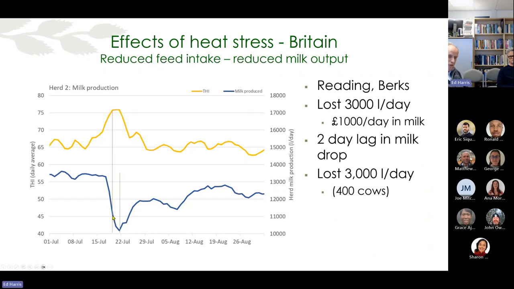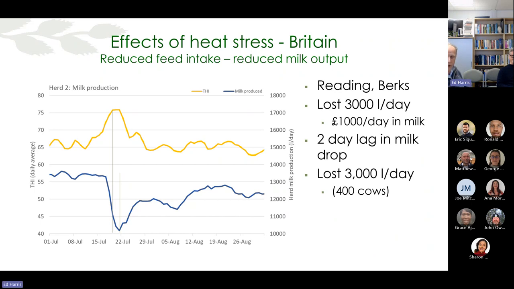And then typical response is that 2 or 3 days later, milk yields fall away. So this farm, during that period, his milk yields dropped 3,000 litres a day. And at the milk prices he was getting, that's about £1,000 per day. So it's fairly significant. There won't be any savings. He can't change his feeding or anything. And as we'll see in the next few slides, there are other impacts as well. So he was probably losing £2,000 a day.